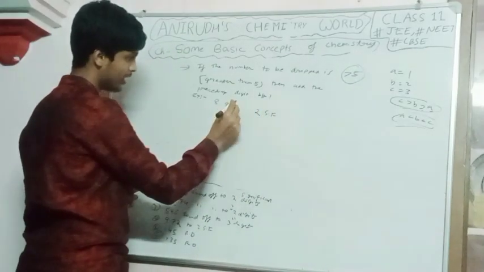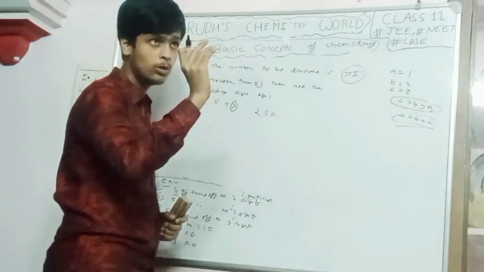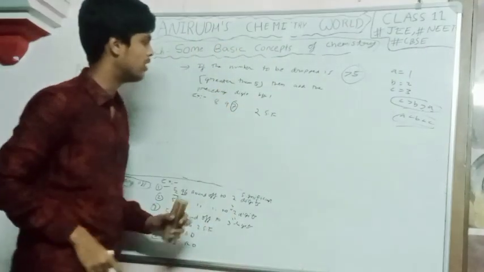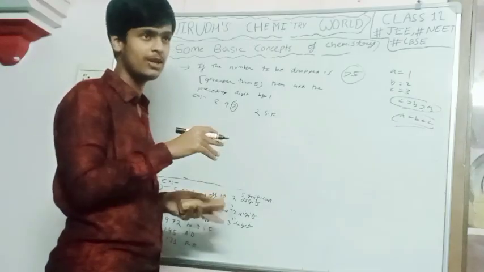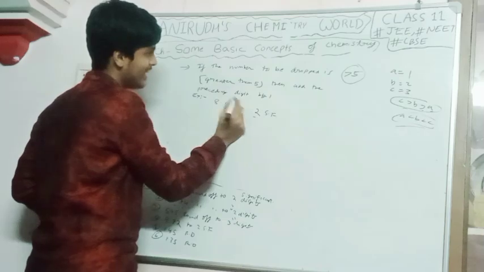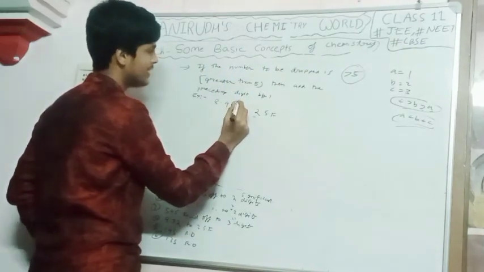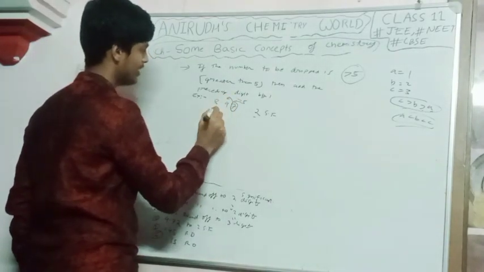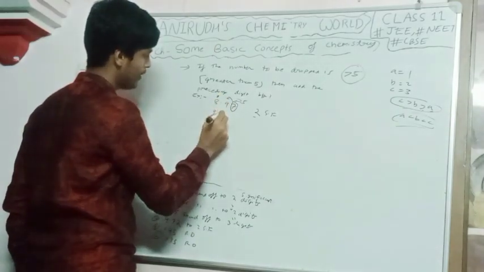The number to be dropped means we are focusing on that value only, whether it is greater than 5, less than 5, or otherwise. Since 7 is greater than 5, add the preceding digit by 1. 9 plus 1 is 10, so 1 carries, and it becomes 9.0.